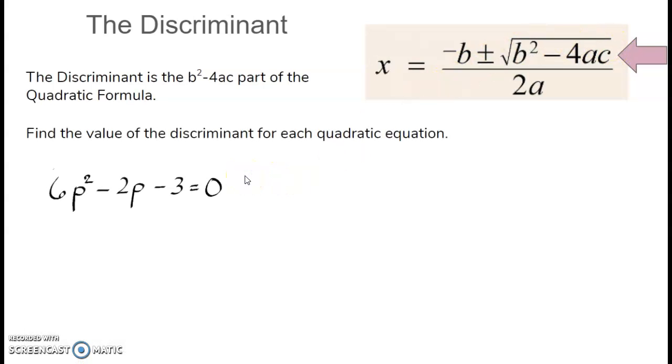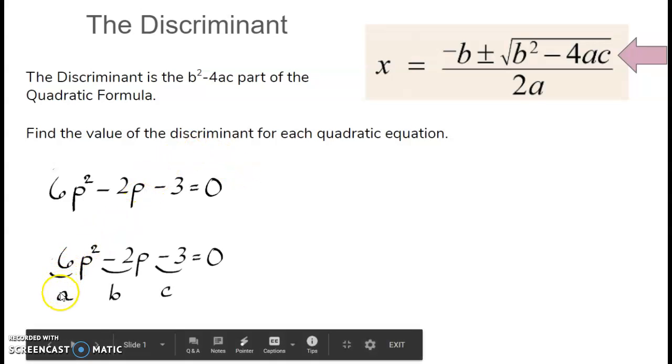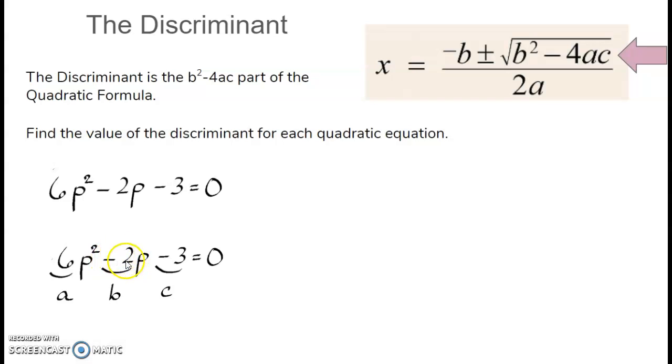So we're supposed to find the value of the discriminant for each quadratic equation. And our equation is 6p squared minus 2p minus 3. I figure out what a, b, and c are. A is 6, b is negative 2. Recall that you always take the sign that's in front of the number. So signs always go with numbers behind them.